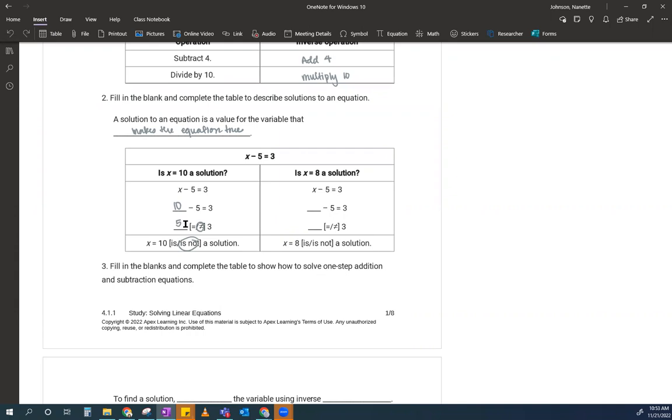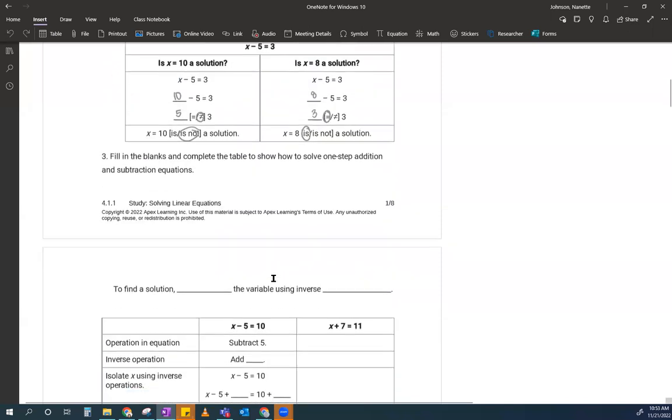All right. So then I want you to plug into the next one. The next one says, is 8 a solution? So you're going to do the same thing. You're going to plug in 8 for x, and then figure out what 8 minus 5 is. 8 minus 5 is 3. And then you're asking yourself, does 3 equal 3? And you're like, yeah, 3 equals 3. So therefore, 8 is a solution. So again, you're just going to fill in these blanks for the next part.